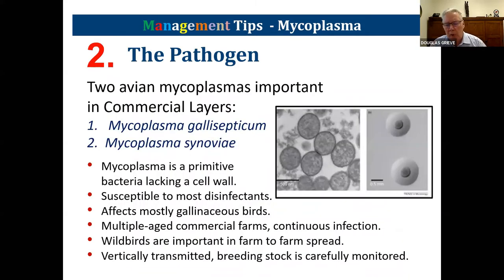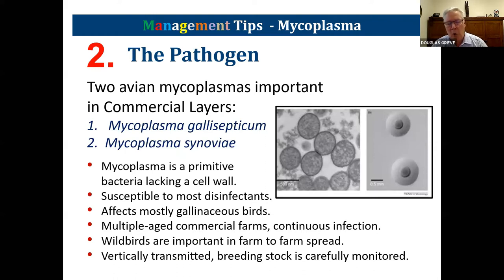So principally, we're concerned about two mycoplasmas in commercial layers. They're MG, which is Mycoplasma gallisepticum, and MS, Mycoplasma synoviae. Mycoplasmas in general are a very old, primitive type of bacteria that lacks a cell wall. That has some practical significance in that because it has no cell wall, it's actually quite susceptible to most of the disinfectants that we use on our poultry farms. So cleaning up mycoplasma in the environment, in theory, should not be difficult.